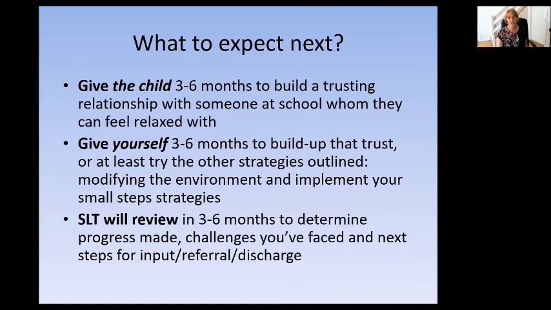But we will discharge the child. We don't maintain our input as an ongoing thing throughout their childhood. Once schools and parents feel confident in the strategies that they're implementing and learn the approaches, then we will discharge that child from our caseload.